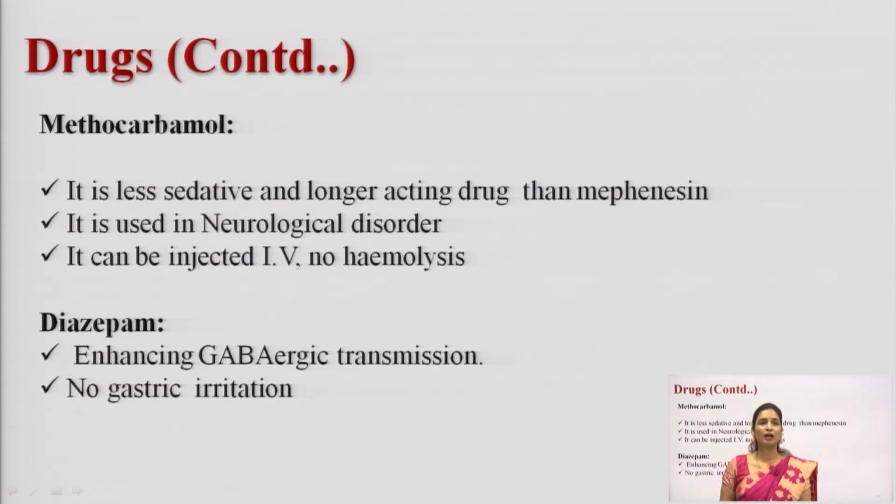And next one, Metocarbamol. Metocarbamol is also a drug with less sedative action and longer duration of action than Mephenesin. Compared to Mephenesin, this drug is somewhat therapeutically used. It can be used in neurological disorders. If any person is suffering from a neurological disorder, you can give this drug to treat it. When given by the intravenous route, it does not cause hemolysis. This is one of the advantages of this drug.